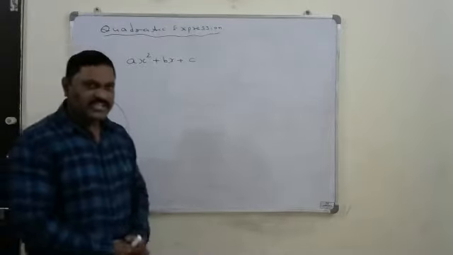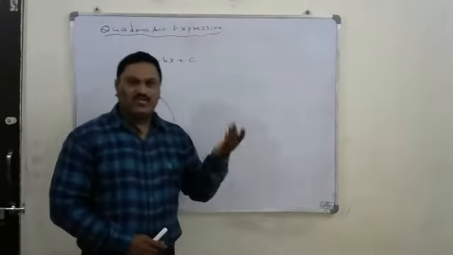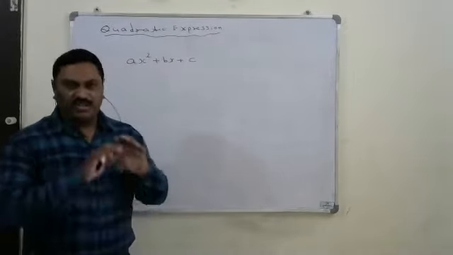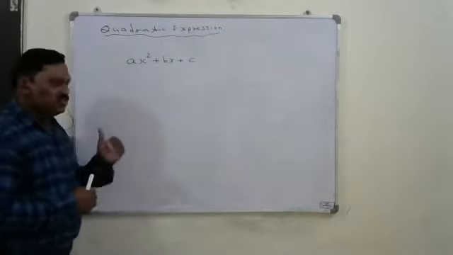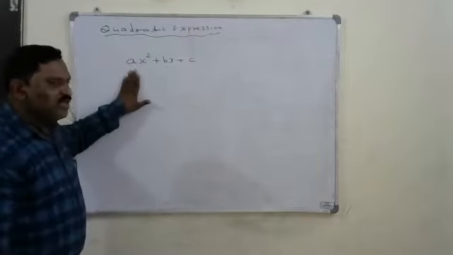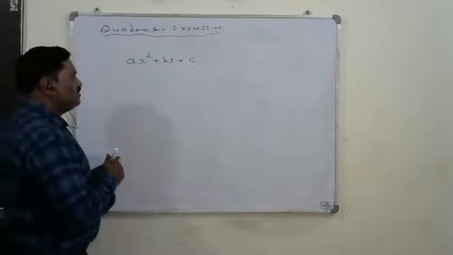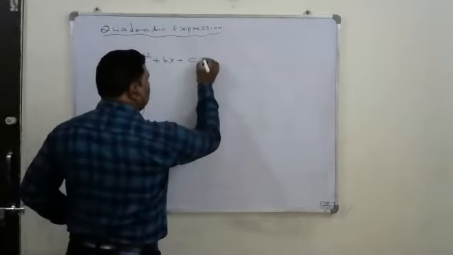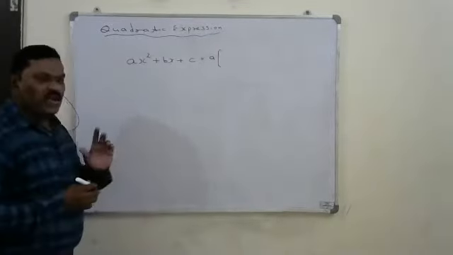That is only what we can find, right? For the quadratic expression, we can find its maximum value and its minimum value for the different values of x. Okay, so how do we find that? First listen to this proof carefully. This is the expression ax square plus bx plus c. From this, I will take a common first.